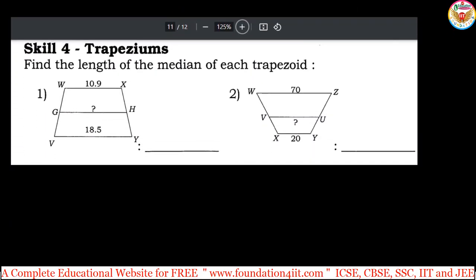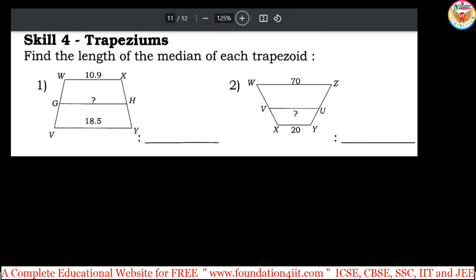Similarly, based on every type of quadrilateral, I am giving worksheets. So this is the 11th page. Some pages, question page number 9, 8, also I am giving some worksheets you can practice.